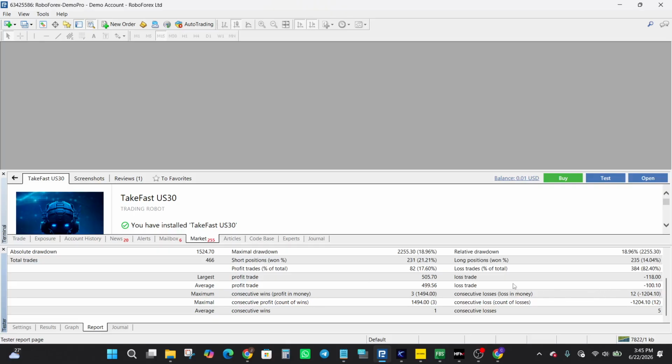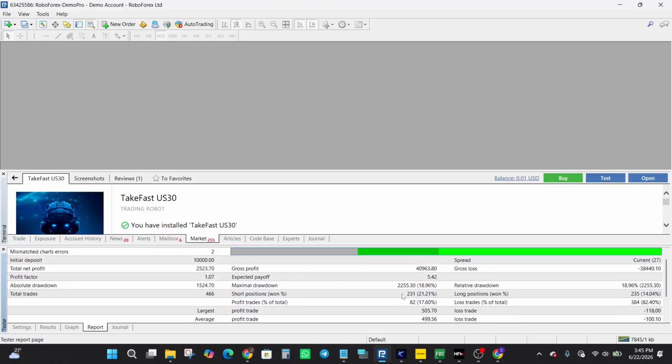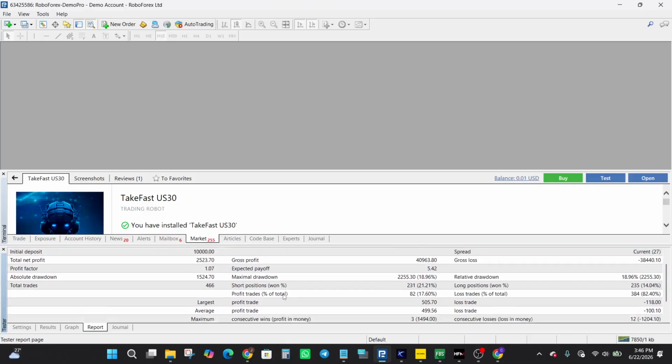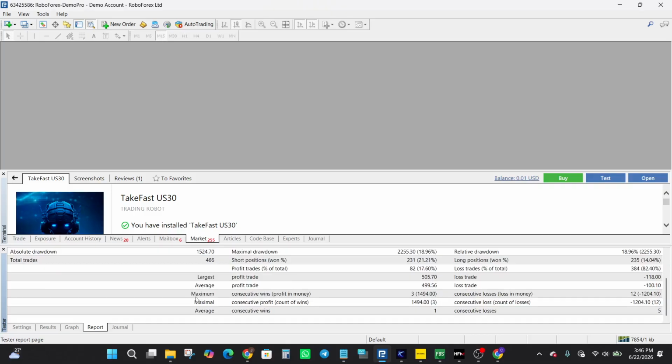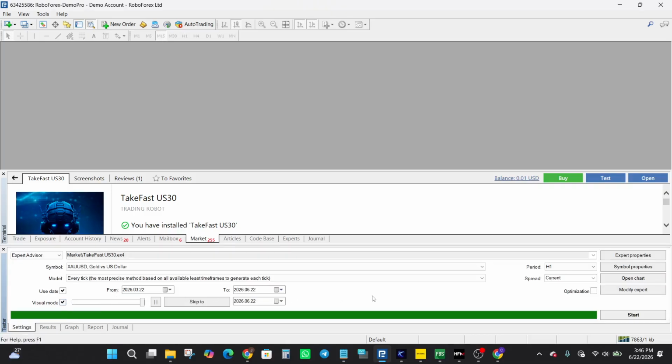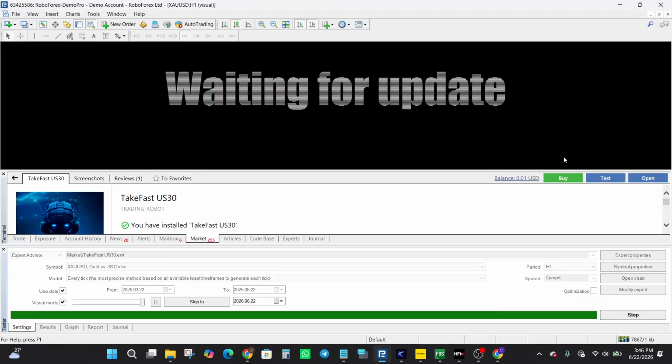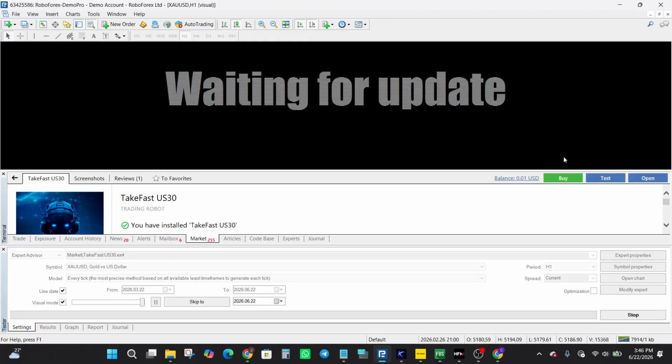So I think one of the major advantages is the risk to reward ratio, because the risk to reward ratio here is very close to 1:5. So despite the low win rate, the risk to reward ratio was able to cover up and generate 25% net profit in 3 months. But remember that past performance does not guarantee future results. Let's turn on the visual so that we can also see the EA in action.